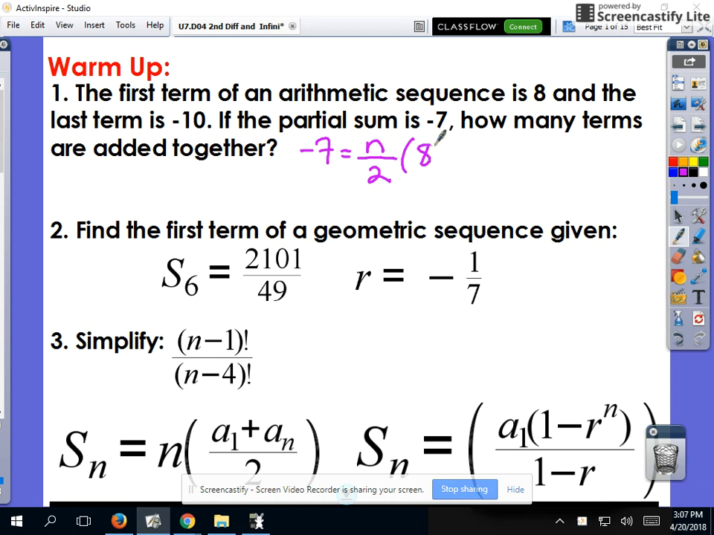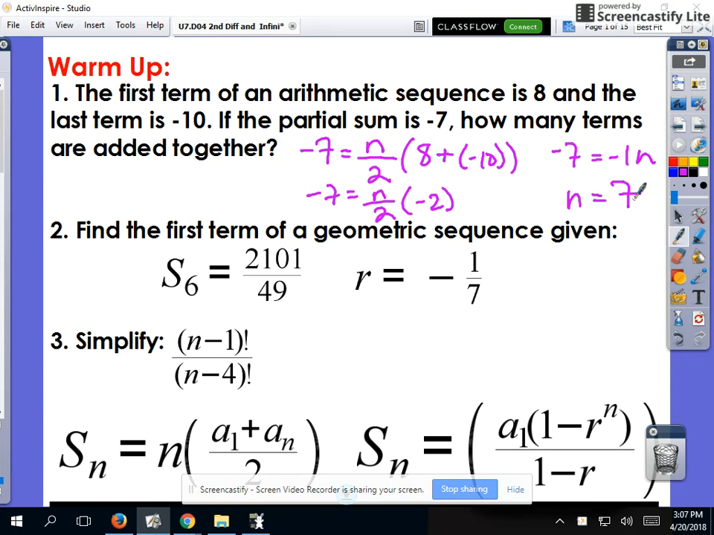First term is 8, and the second term is -10. So let's go ahead and add those up. We get -2. -7 equals -1 times n, because -2 divided by 2 is -1. Divide both sides by -1, and we have 7 terms. All right, let's try the next one.